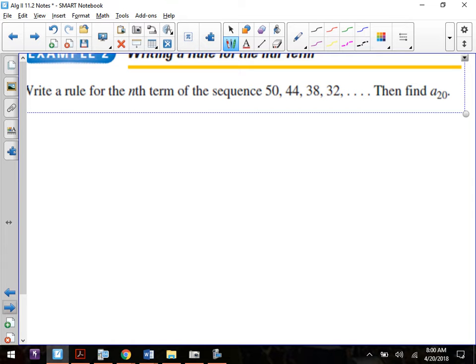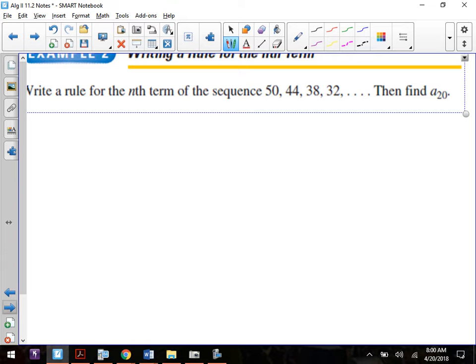The 20th term. Yeah, so what we want to do, a lot of these will have two parts to it. They'll ask you to write the rule for the nth term, and then find, in this case, I'm going to ask you to find the 20th term. So what we do here is we have to figure out the rule. Once we figure out the rule, then we just substitute in 20 for n.